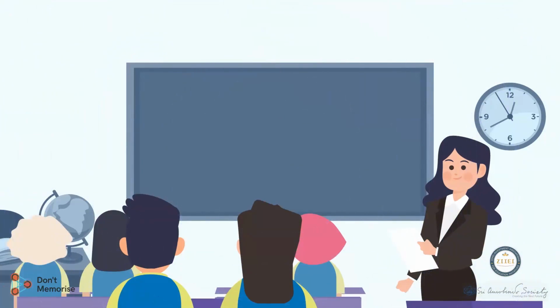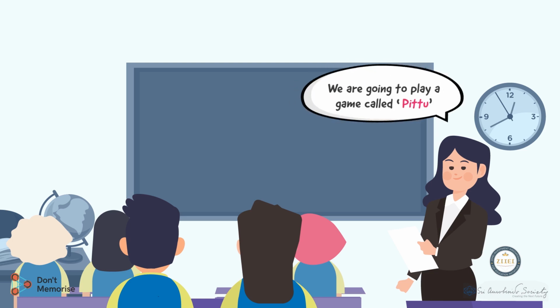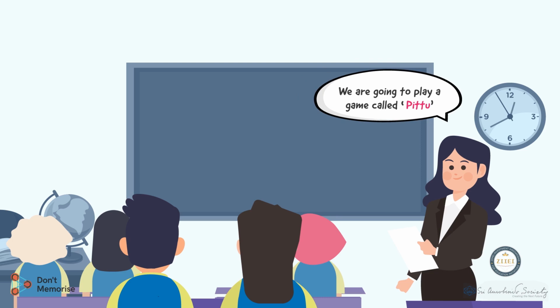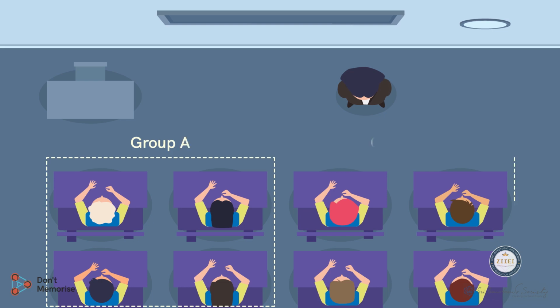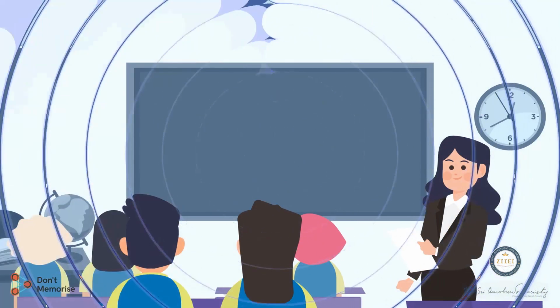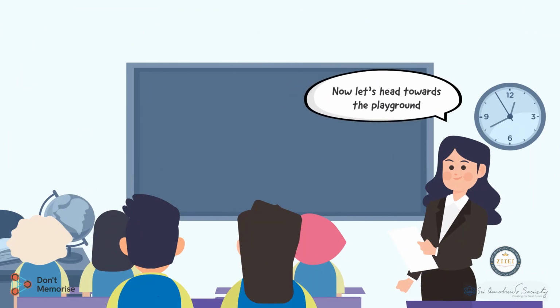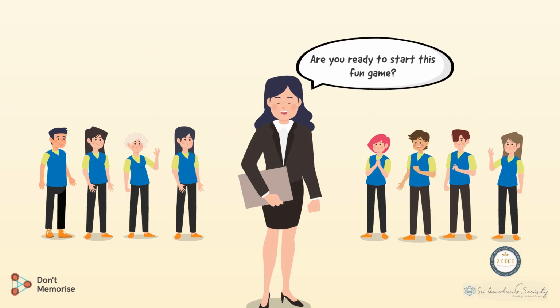Begin by informing the students that they will be playing a few games throughout this lesson. Inform them that first, we're going to play a game called pittu. We will then divide the students into 2 groups, Group A and Group B. Since this is an outdoor game, ask all the students to line up so that we can take them to the school playground. Ensure that they walk in line and do not push each other on the way to the playground. Are you ready to start with this fun game?